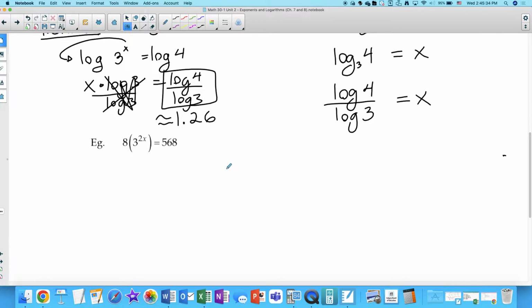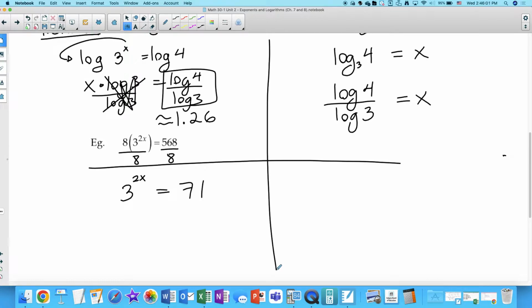Okay? So I'm going to divide both sides by 8 first, and I will get 3 to the 2x equals, is that 71? Okay, because 560 divided by 8 is 70. 71. Okay, now this looks very, very similar to what we just saw. So at this point, you could take the log of both sides. I'm going to do both methods. You'll divide them down the middle.